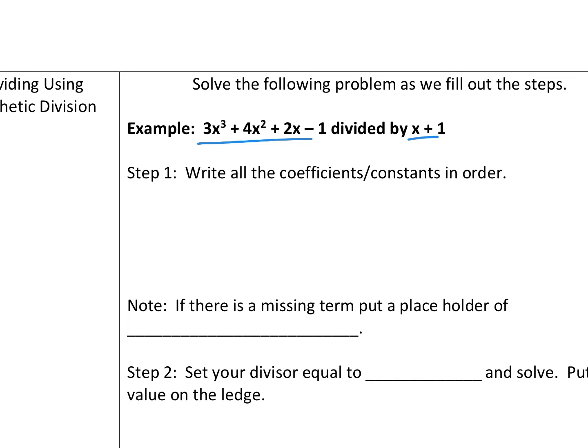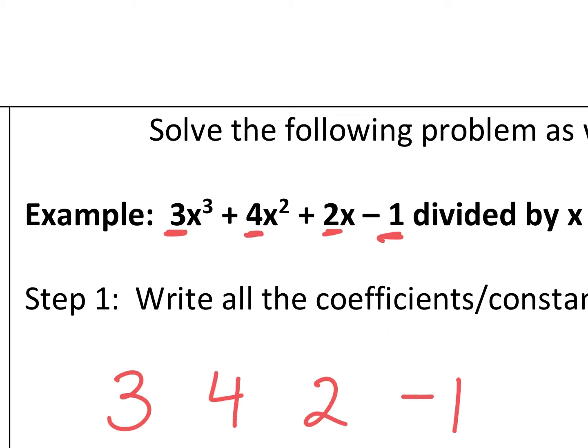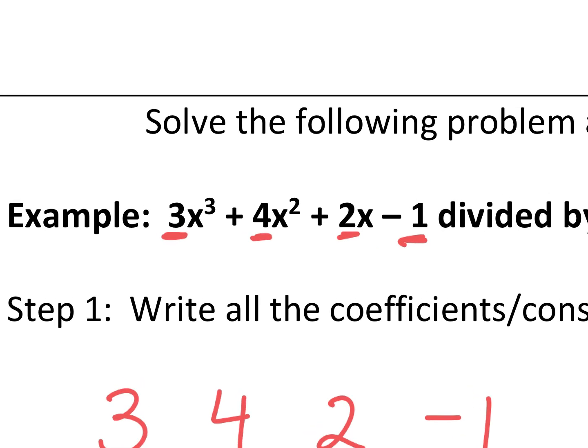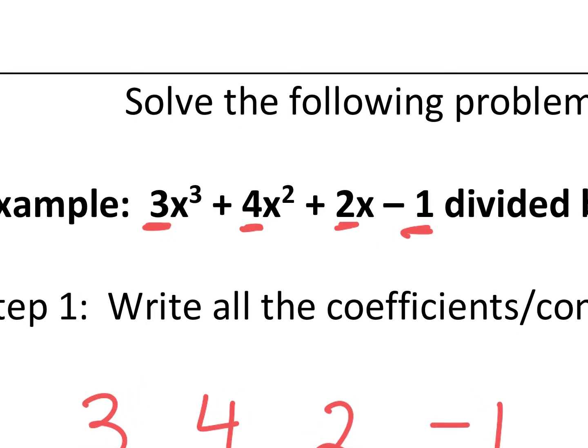The first thing we do is take the big polynomial and write out all of its coefficients or constants in order. That just means the numbers, not the variables. In this case, the first number is 3, and then 4, and then 2, and then -1. One thing that's important to note: we always write our polynomials with the exponents in what kind of order? Starts with a D.